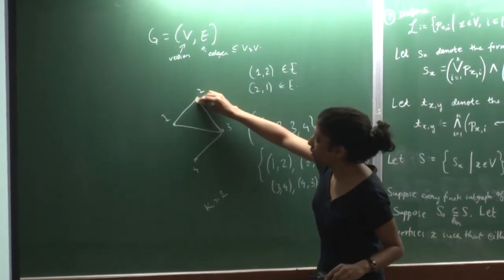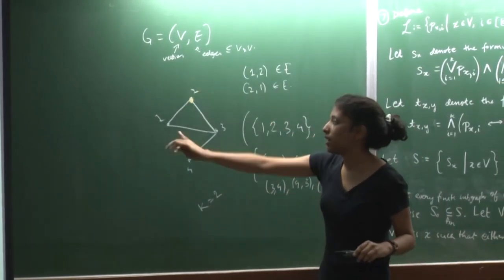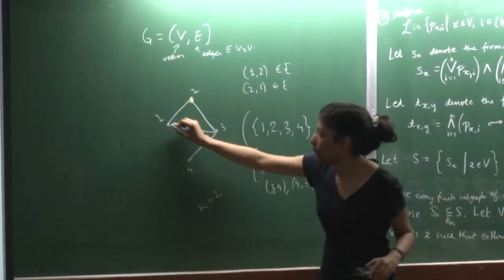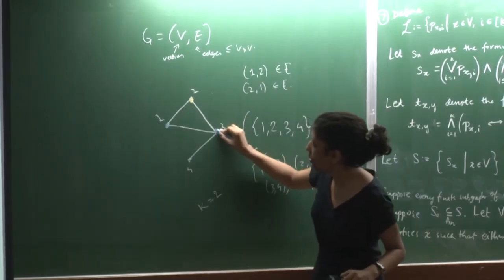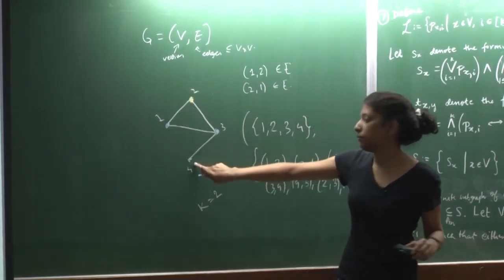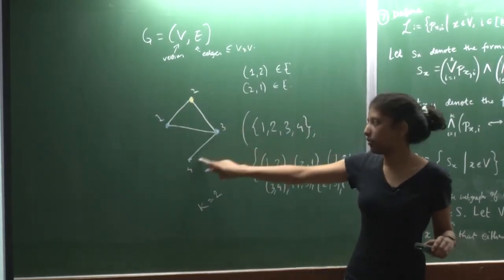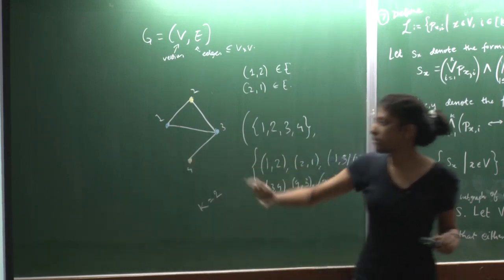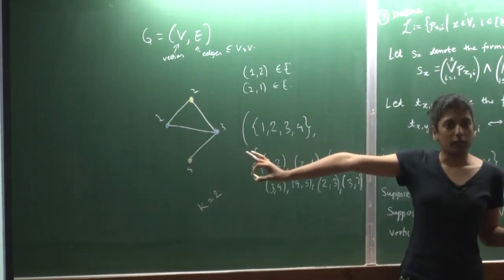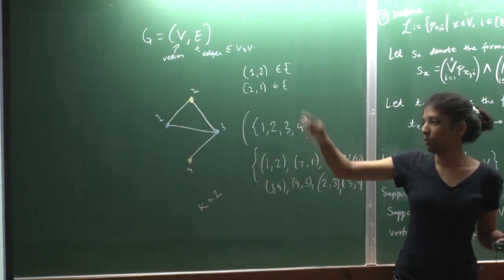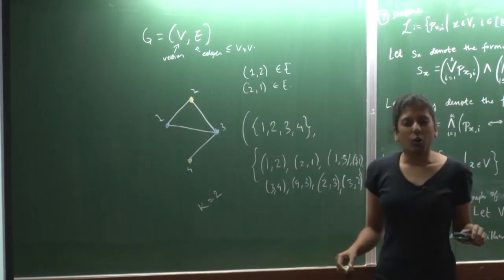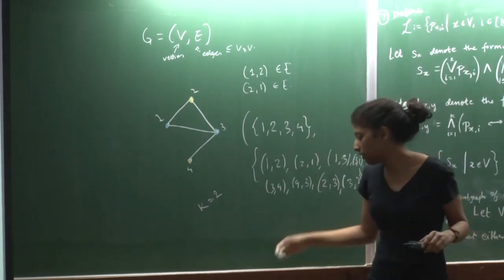So say I color this yellow, that means I can't color 1 and 3 yellow because they're connected by an edge. So maybe I can color them blue. And I can't color 4 blue because it's connected to 3, which is already blue. So I'm forced to color this yellow. And now this is a valid 2 coloring of this graph. Blue-yellow coloring. Of course, you can't always color a graph nicely.